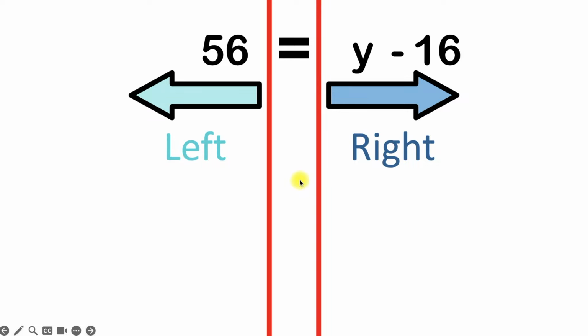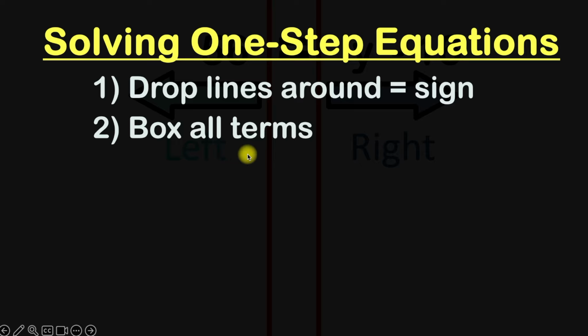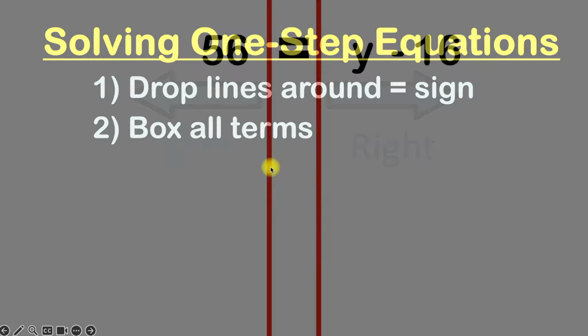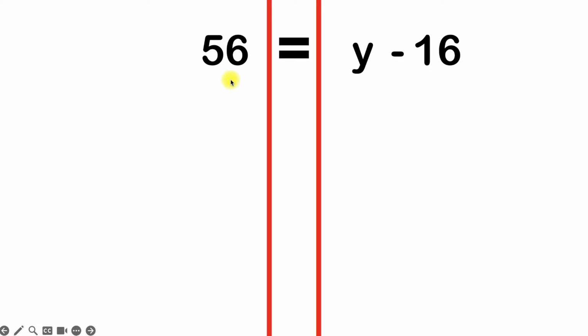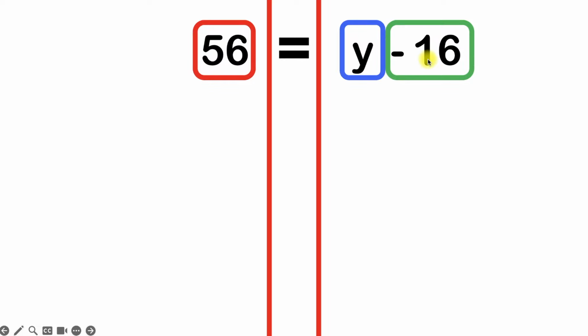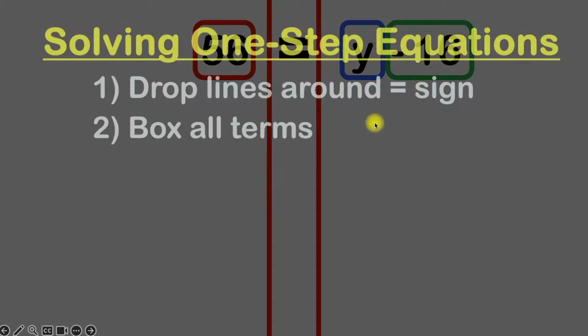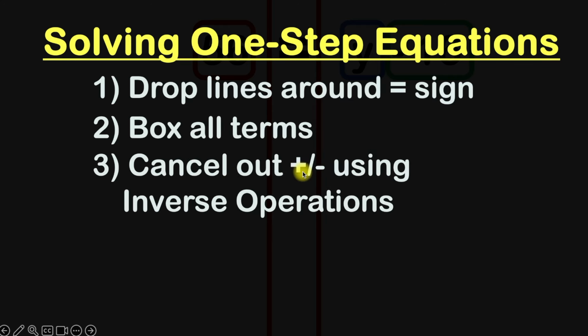So what's step 2? Step 2 is to box all of the terms in the equation. So on the left side, the only term we have is 56. On the right side, remember, in order to separate your expression into terms, remember this right side is an expression. So this expression has to be broken up into terms by dropping a line in front of the minus sign. That means that we're going to have y as a term and this sign with this value as the second term, negative 16. Step 3 is to cancel out any addition or subtraction using inverse operations.